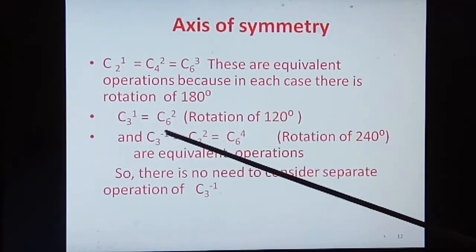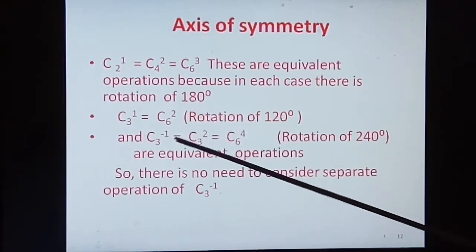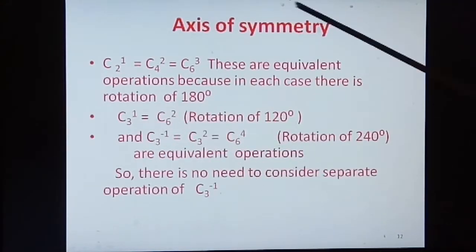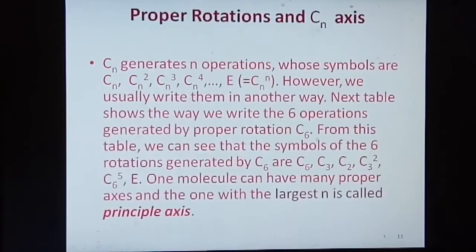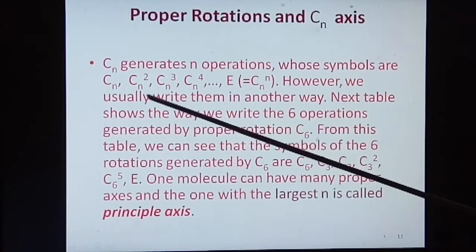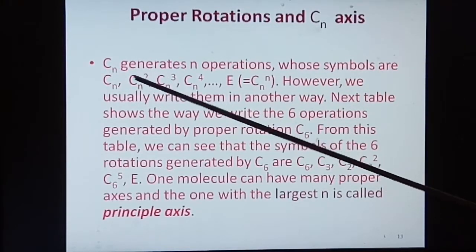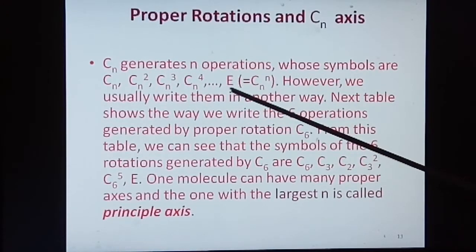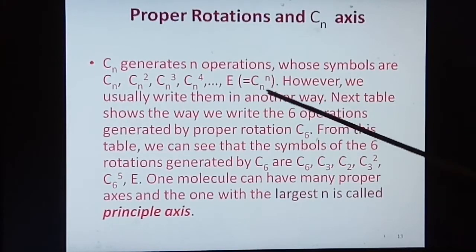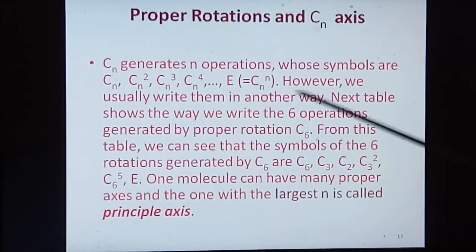Here C3^-1 means it is the rotation in the anti-clockwise direction. So there is no need to consider a separate operation of C3^-1. Cn generates n operations whose symbols are Cn, Cn^2, Cn^3, Cn^4, up to the identity when Cn^n. However, we usually write them in another way.